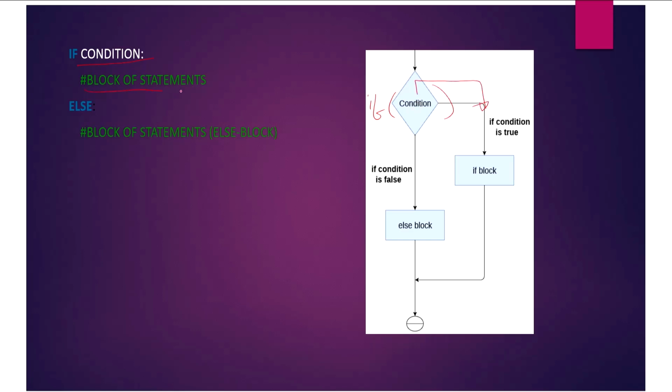Whatever code we write here will be executed when the condition is true. Suppose this condition is false, it will not execute this block. It will directly go to the else block and execute whatever code we write there. This is how execution will work in the if else condition.